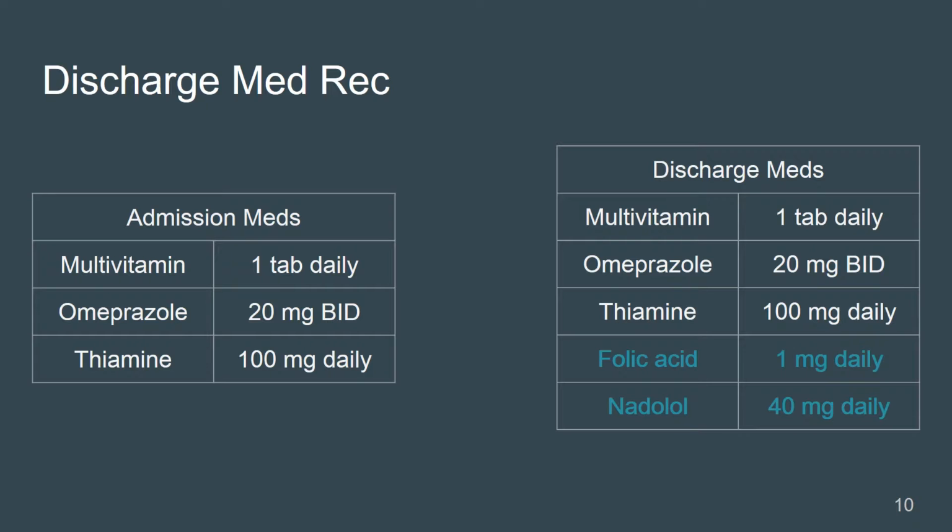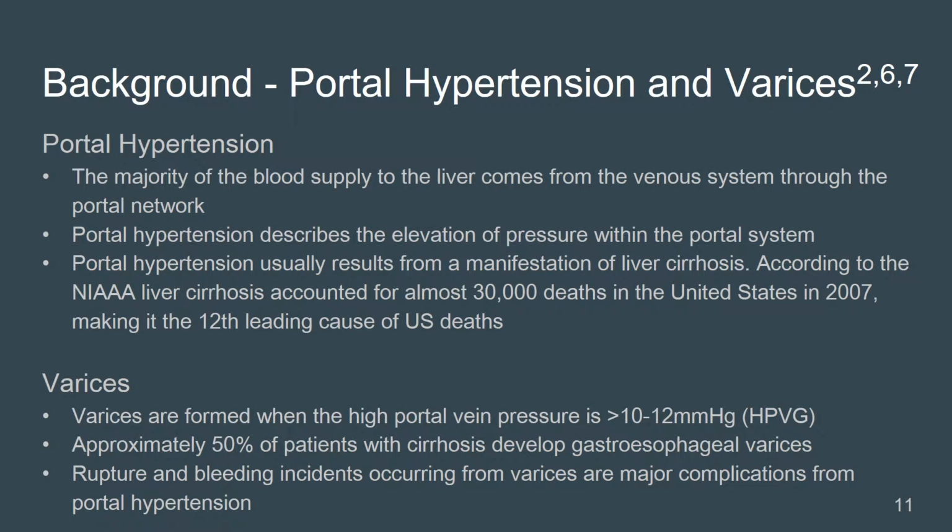And as mentioned, throughout the assessment and plan, we recommend adding folic acid and nadolol to his medication list, and in the future, he may require some diuretics, but at this point, we're just recommending dietary modifications. The background of portal hypertension and varices.